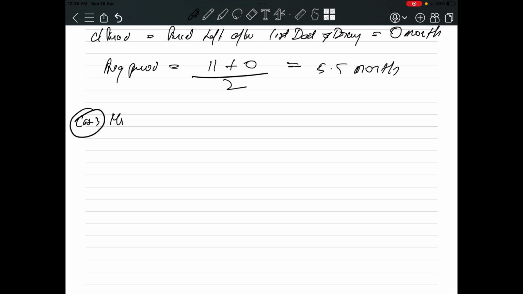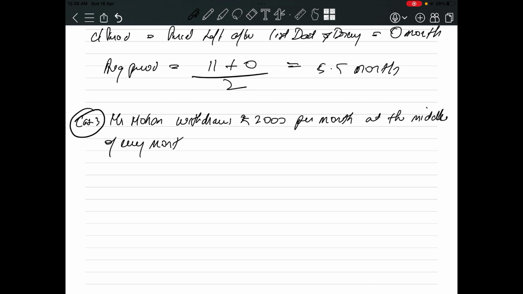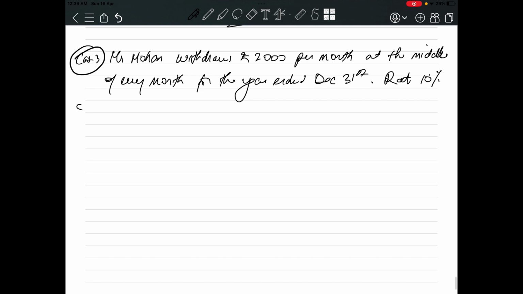Now let's move to case number 3. Mr. Mohan withdraws rupees 2,000 per month at the middle of every month for the year ended December 31st. The rate is again 10%. Now again the same formula. Let's draw the timeline.